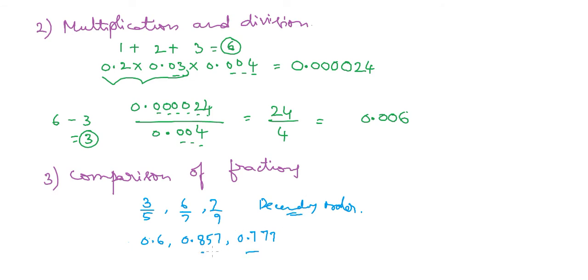According to this, which one is the smaller? Yeah, this one is the smaller, but we need to arrange in descending order. That means first we need to write the bigger one, then smaller, and at the end the smallest. Here the bigger one is 6 by 7. So 6 by 7, 7 by 9, 3 by 5. This is the answer. This is the way we find the comparison of fractions. And let's move forward.